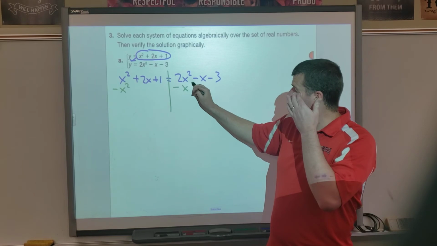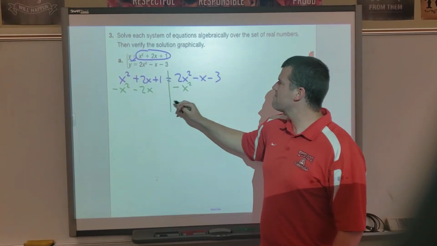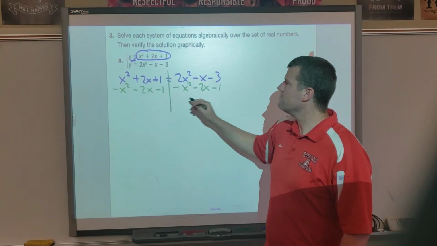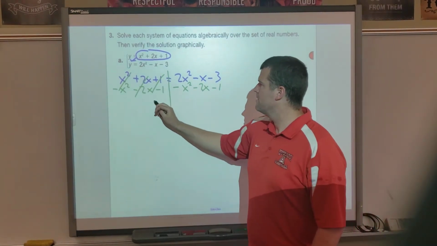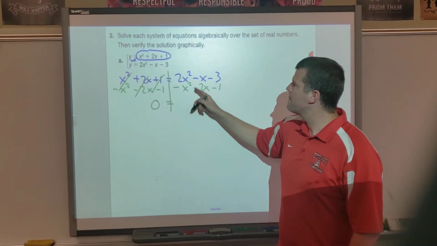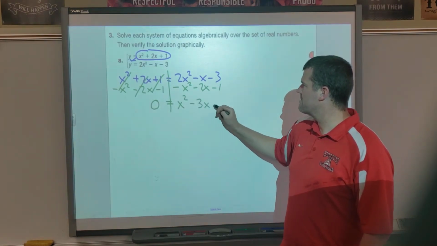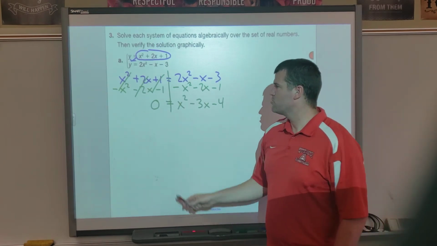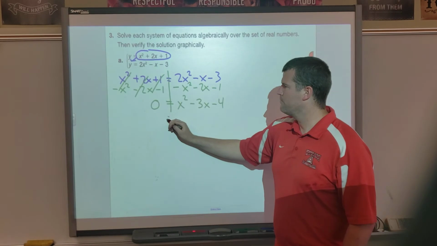And if I subtract it from one side, I subtract it from the other. And then same thing with the rest of the terms, right? Subtract 2x, subtract 1. And now I've gotten one side of the equation to cancel out. So it equals 0. And this side is going to be x squared minus 3x minus 4. And we are now set up with a quadratic equation in standard form where we can use our quadratic formula.